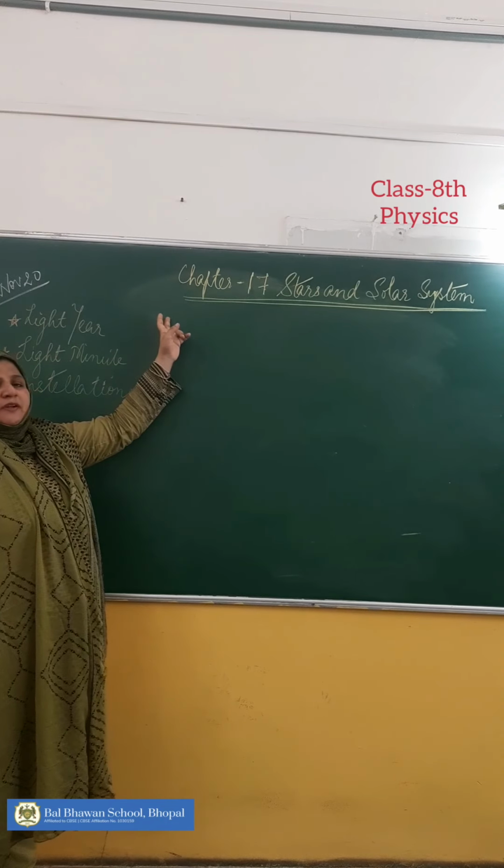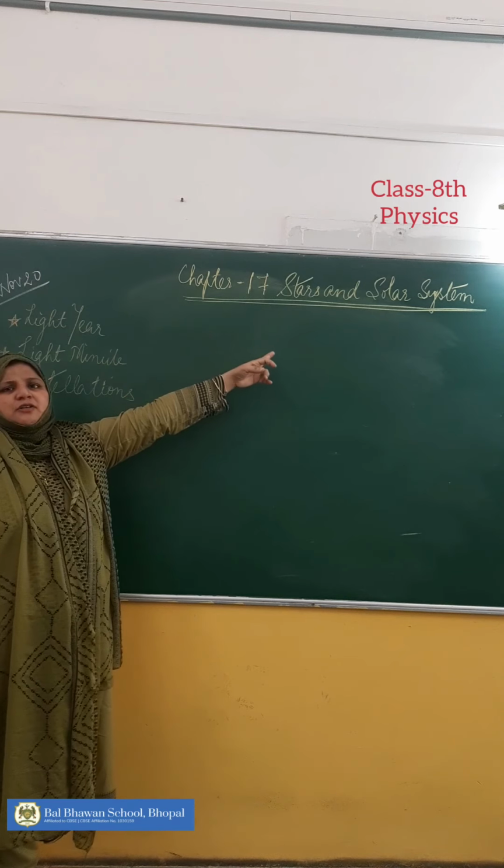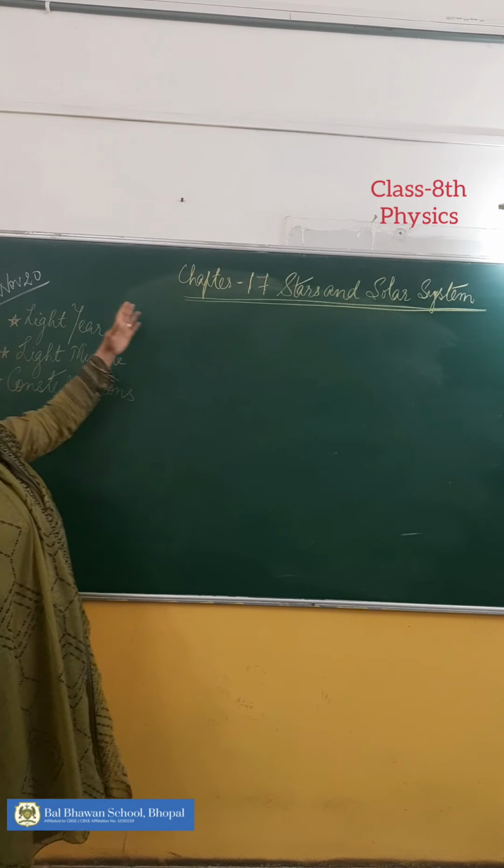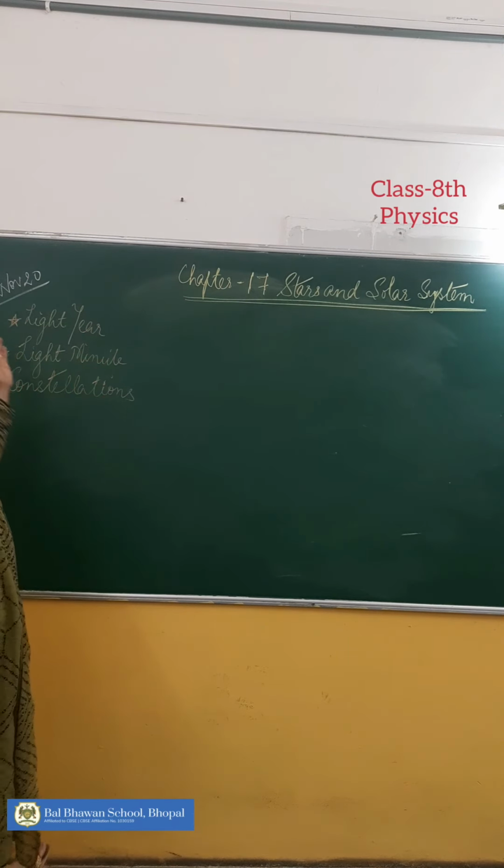In today's class we will continue chapter 17, Stars and Solar System. Now we will discuss three topics in today's class: the calculation of light years, light minutes and constellations.